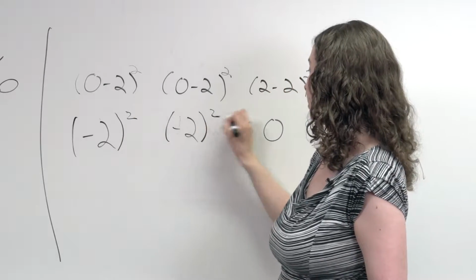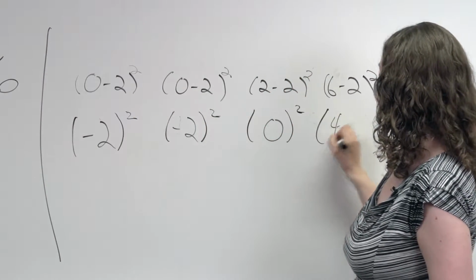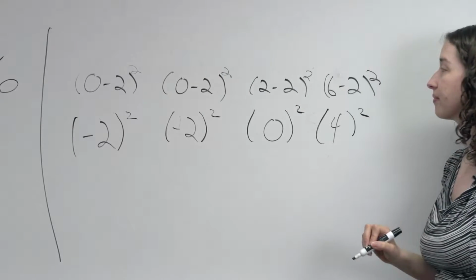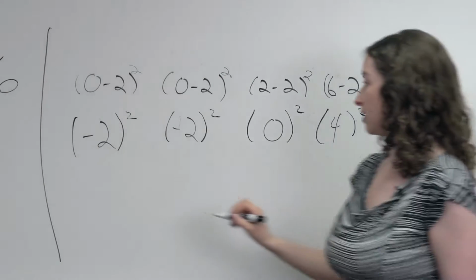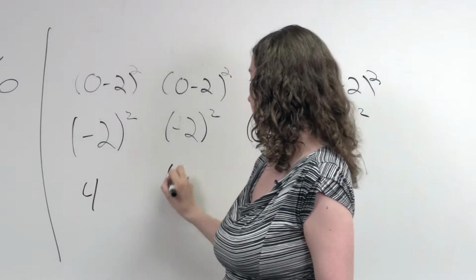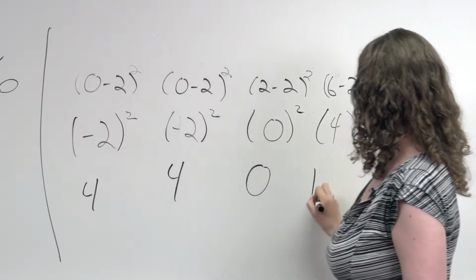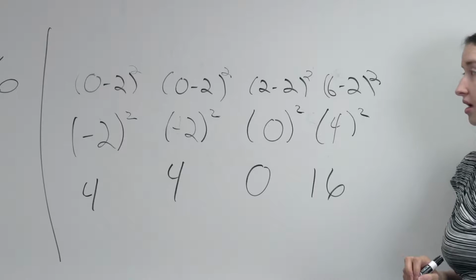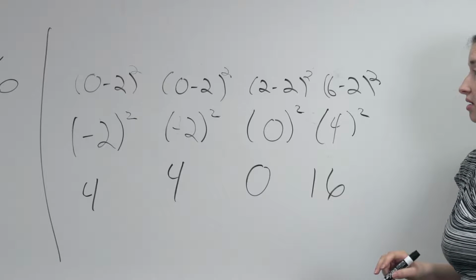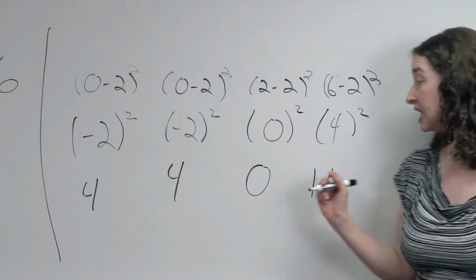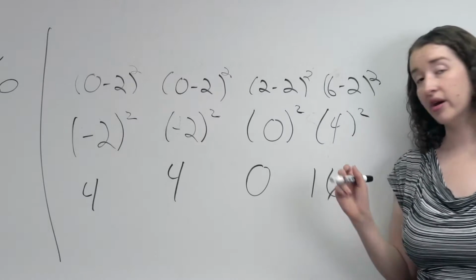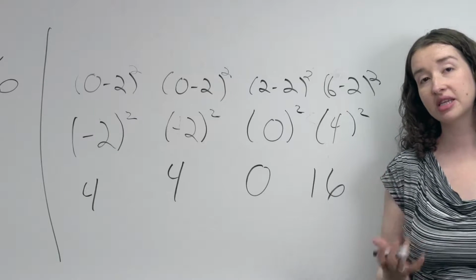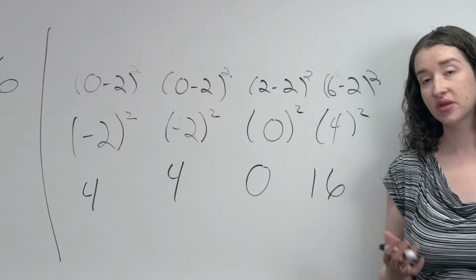So I'm going to square each of these differences that I have here. So what am I going to get? I'll get a 4 here, and a 4 here, and a 0 here, and a 16 here. If I take the mean of these squared differences, that by definition is the variance. That's what the variance is.